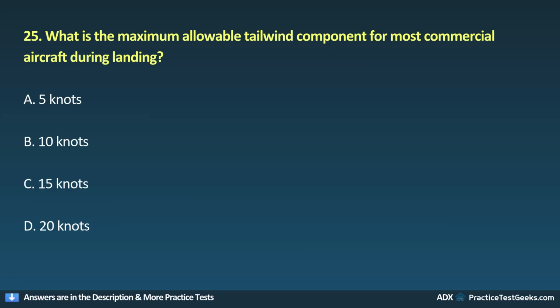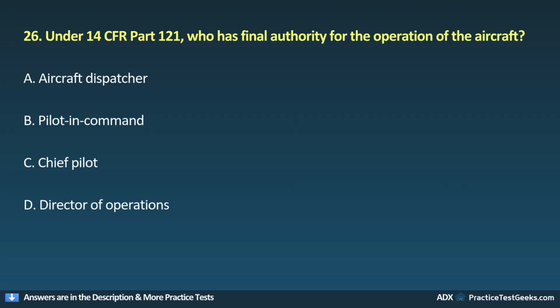A. 5 knots. B. 10 knots. C. 15 knots. D. 20 knots. 26. Under 14 CFR Part 121, who has final authority for the operation of the aircraft? A. Aircraft dispatcher. B. Pilot in command. C. Chief pilot. D. Director of operations.